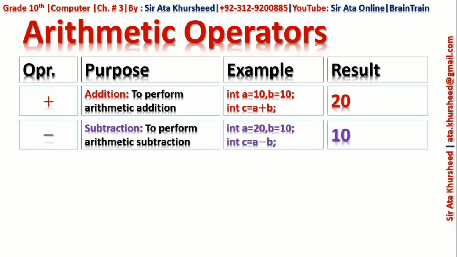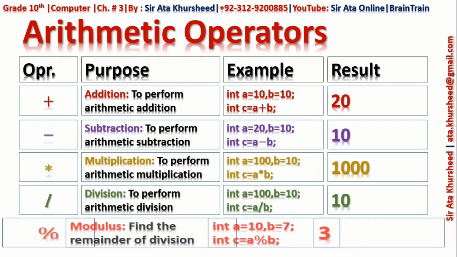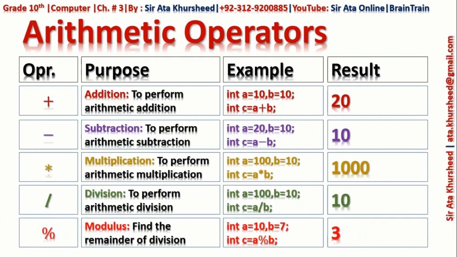Addition. We use the plus sign, +, to add two numbers. Subtraction. We use the minus sign, -, to subtract one number from another. Multiplication. We use the asterisk operator, *, to multiply two numbers. Division. We use the slash, /, to divide one number by another. Modulus, remainder. We use the percentage sign, %, to find the remainder after dividing two numbers.